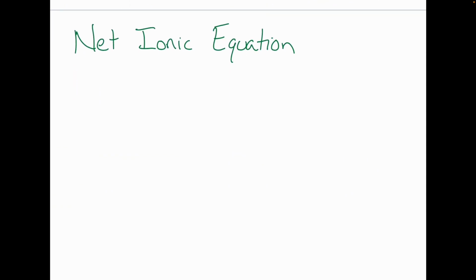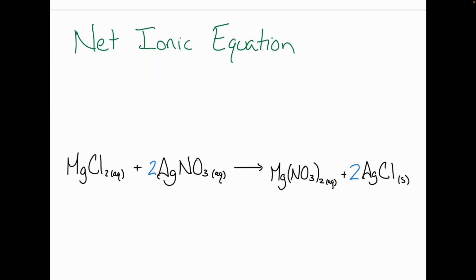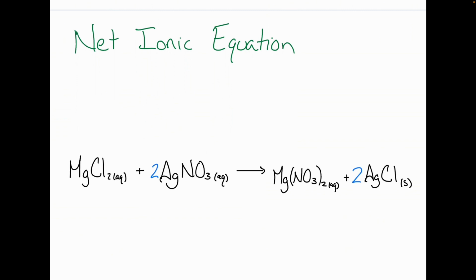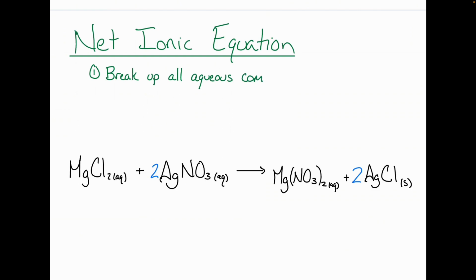Once we get our balanced chemical equation, we can create what's called a net ionic equation. And let's go through the process of creating this, and then I'll show you why it's useful here. All right? So step one is we're going to break up all aqueous compounds into cation and anion.